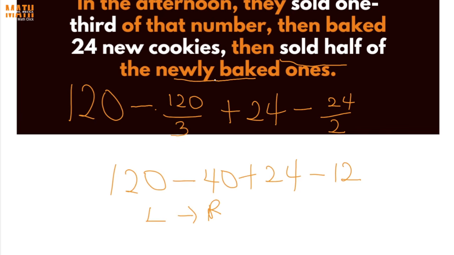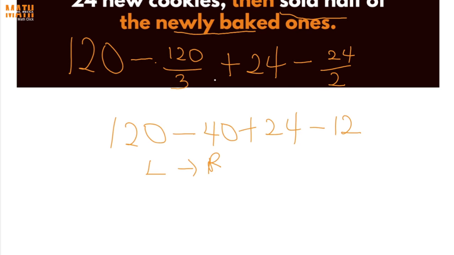Whenever you're solving questions like this, division and multiplication are on the same hierarchy. Whenever they appear together, you solve from left to right. Same rule applies to addition and subtraction. So that means we say 120 minus 40. This gives 80. Then we are left with 80 plus 24 minus 12.